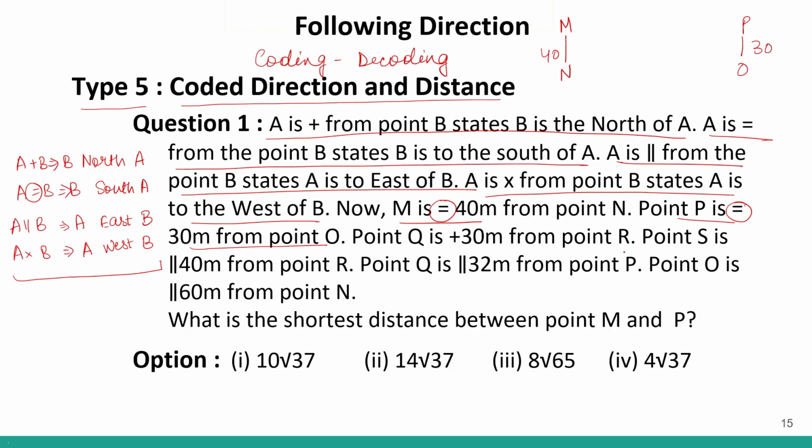Then Q and R is mentioned. We can't use this information right now. S and R is mentioned. Again, Q and P is mentioned. No use. Then O and N is mentioned. So we can use this. Point O is in this direction from N. So this direction means east. So point O will be 60 meters to the east of N. So here I can write like this. I joined it with the main diagram.